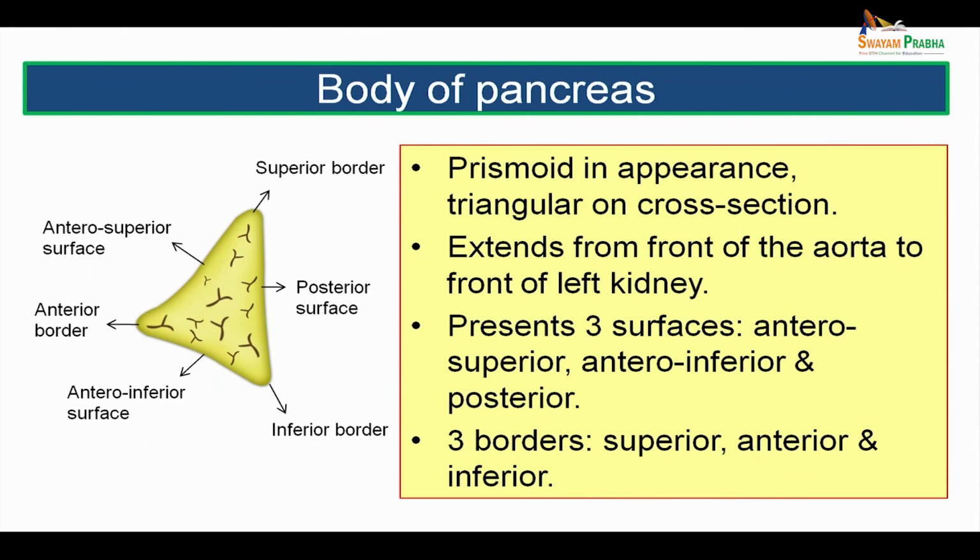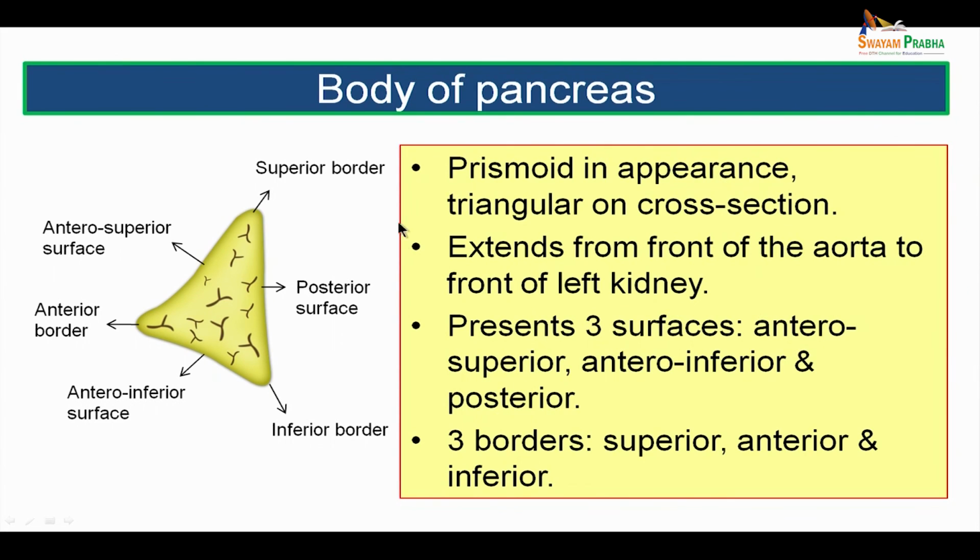The body of pancreas is prismoid in appearance, triangular on cross section. It extends from front of abdominal aorta to front of the left kidney. It presents three surfaces and three borders. The three surfaces are anterosuperior, anteroinferior and posterior surface, while the three borders are superior, anterior and inferior borders.